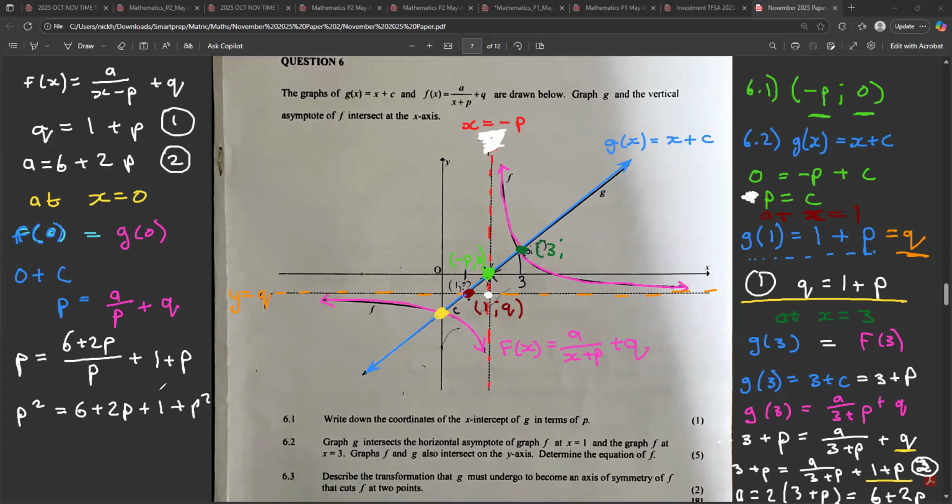Because it's 6 plus 2p. No, this is p here. Because we times this by p. We can't be left with a 1. That must be p there. Okay, I'll just explain what I did here quickly. So this is a p here. Because what I did was I replaced this q with a 1 plus p.